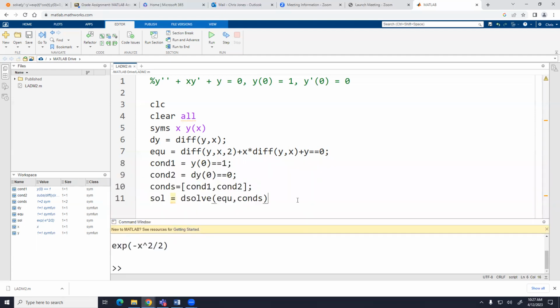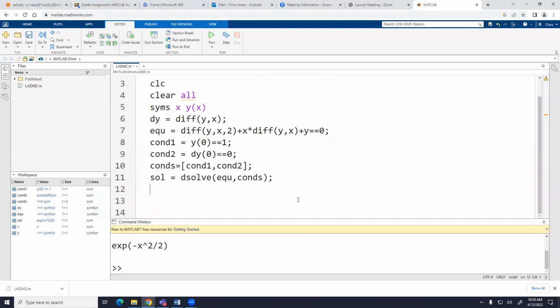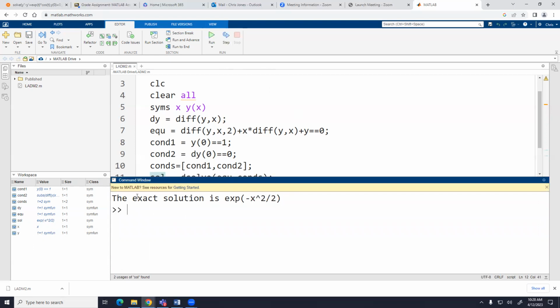Now, what if we want a series solution for this thing? That's because sometimes it doesn't give us a nice compact solution. In fact, it might not solve it at all. If I want to, I can print this out really nice. I can do an fprintf and say the exact solution is %s \n comma solve. I'll show you what that does. It just makes it a really nice looking solution. So the exact solution is this.